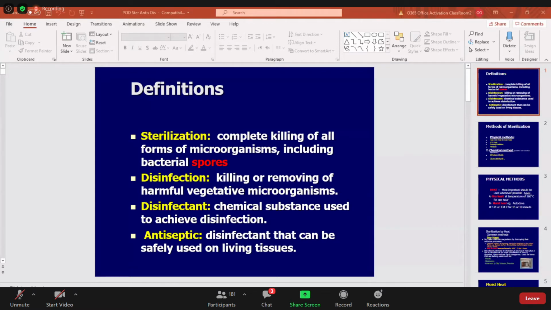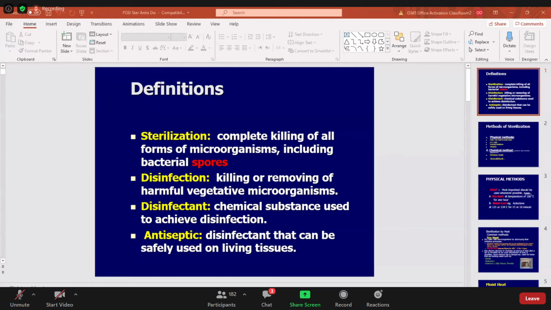Now, when it comes to below 100, we have two methods. One is called pasteurization, where we use it mainly for milk, most likely. In pasteurization, we use temperature less than 100, and there are two methods. We call them the flash method and the conventional method. You will have it in the PowerPoint.